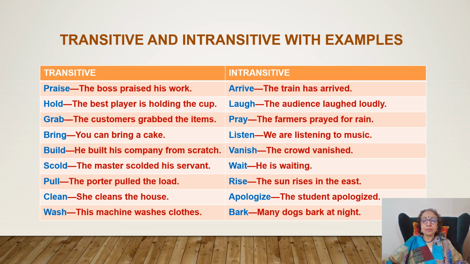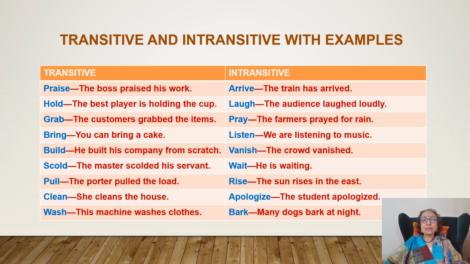Now, here you have intransitive. The train has arrived. No question needs to be asked. It is a complete sentence, ending with a verb; nothing is needed. The audience laughed. Stop the sentence there, or put in an adverb: the audience laughed loudly. No noun is there, but the sentence is complete: intransitive. The farmers prayed for rain. The farmers prayed, complete. "For rain" is a prepositional object, no worry; there is no direct object.